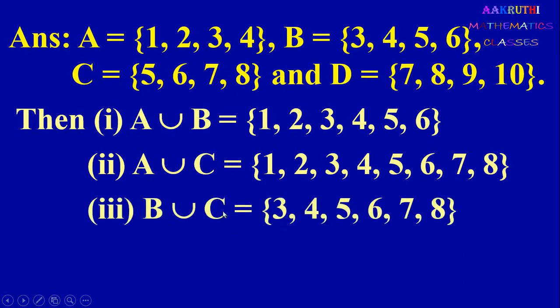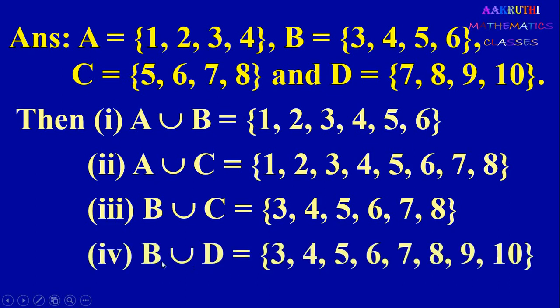Next question, it is B union C. Take all the elements from B and C, that is 3, 4, 5, 6 and 7, 8. It is {3, 4, 5, 6, 7, 8}. Then it is B union D. Take all the elements from B and D. It is {3, 4, 5, 6, 7, 8, 9, 10}.